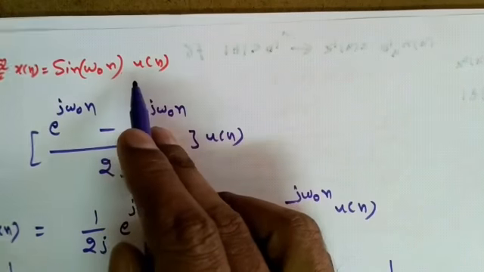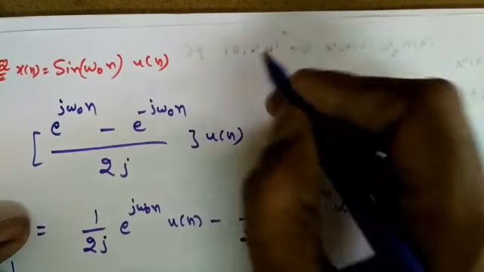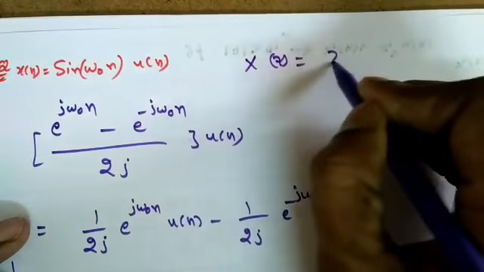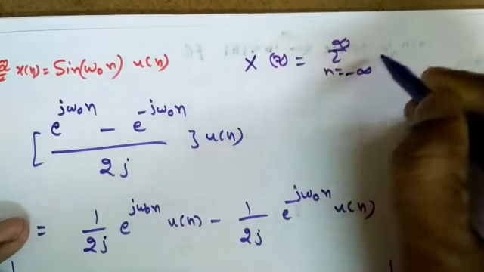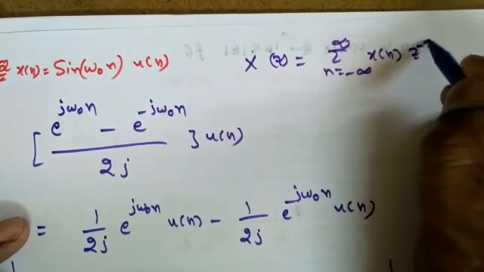See, we cannot directly find it using the formula, that is x of z equal to sigma n equal to minus infinity to infinity, z power minus n.